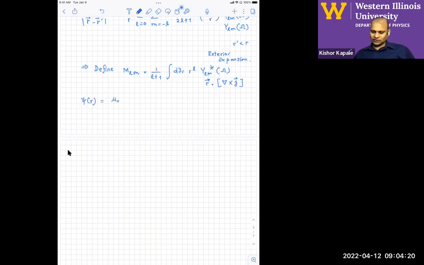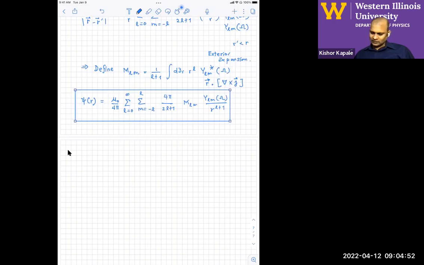And it turns out to be mu 0 over 4 pi, so that part is the same. You have the summation over L equal to 0 to infinity, then the summation over M equal to minus L to L, 4 pi over 2L plus 1, MLM, YLM of omega over r to the power L plus 1. So psi of r itself has a similar structure to the electrostatic scalar potential. The differences are in MLM itself, right?